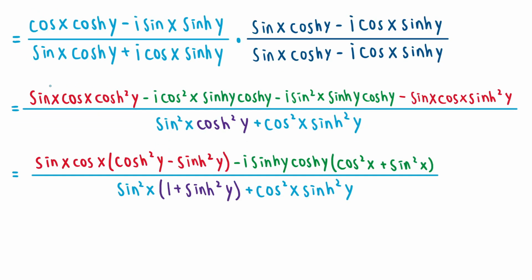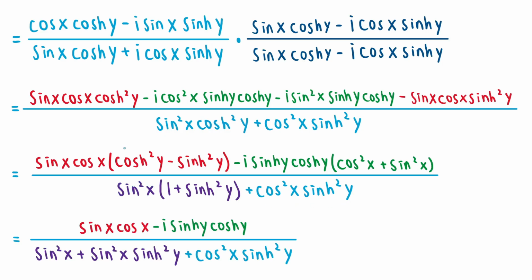If we factor out a sine x cosine x from the first and fourth terms in the numerator, and also factor out i sinh of y cosh of y from the second and third terms, the numerator becomes sine x cosine x times cosh squared of y minus sinh squared of y, minus i sinh of y cosh of y times cosine squared of x plus sine squared of x. In the denominator, we can rewrite the cosh squared of y term as 1 plus sinh squared of y using the hyperbolic identity cosh squared of y equals 1 plus sinh squared of y, and the denominator becomes sine squared of x times 1 plus sinh squared of y plus cosine squared of x sinh squared of y.